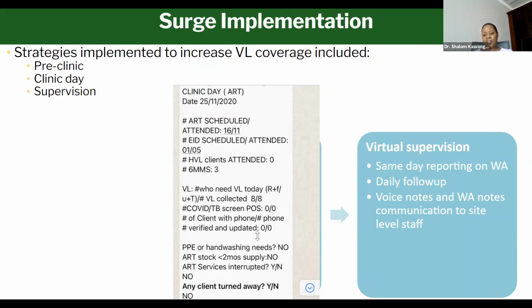up with the facilities. We also sent voice notes and WhatsApp notes to make sure that everyone has a standardized messaging of who should get a viral load, because with changing guidance with COVID, sometimes people got confused. So to make sure that everyone was on the same page, we used voice notes and WhatsApp notes. Next slide.